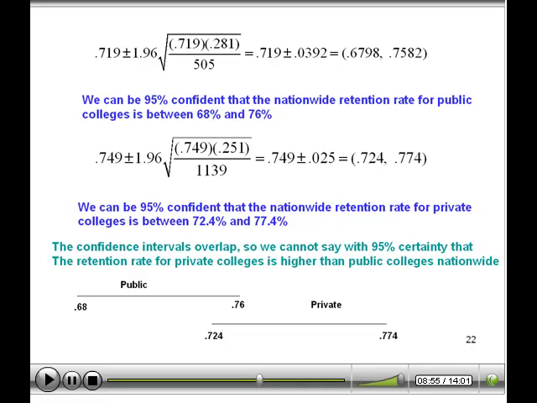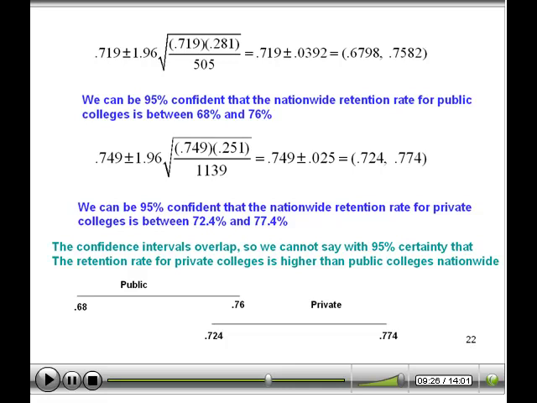To compare it to the private college retention rate, we draw a similar line for the private college confidence interval that extends from 72.4% to 77.4%. And since the 72.4% is smaller than the 76% we sketched on the other number line, we make sure to make it so that these lines overlap.